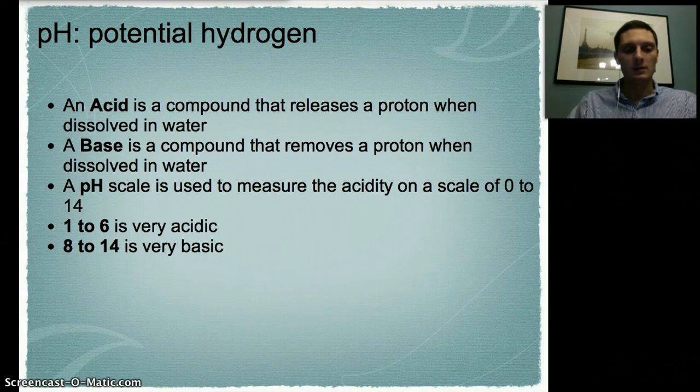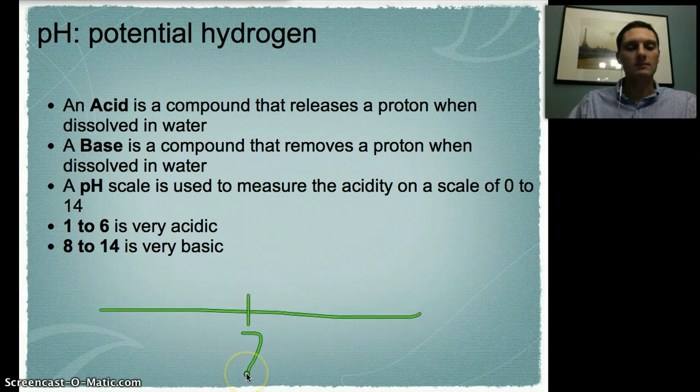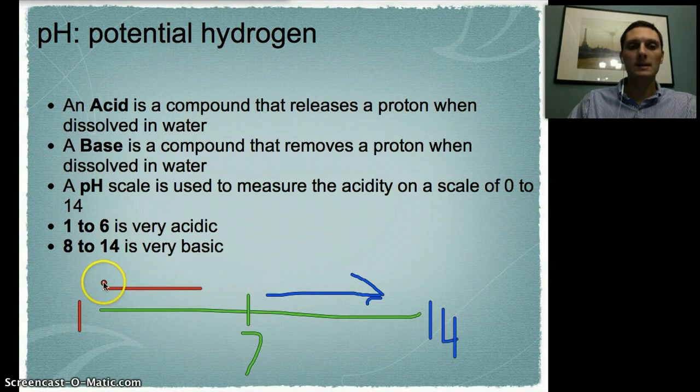And let me show that here. Let's say we've got a number line, and let's say right here is 7. And 7 is neutral. Let's say this is a 1 down here. Let's say this is 14. The farther we move away from 7, the more basic it's going to become, or the more acidic it's going to become. And so a 1 is going to be very acidic, 14 is going to be very basic.